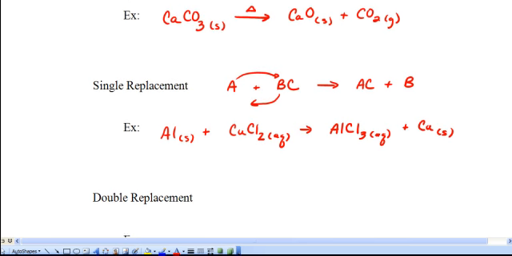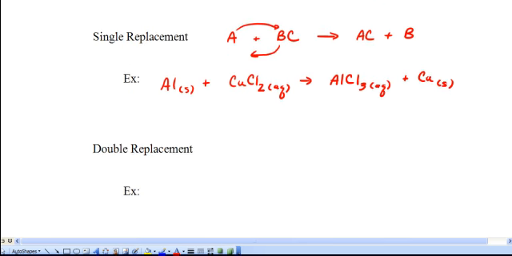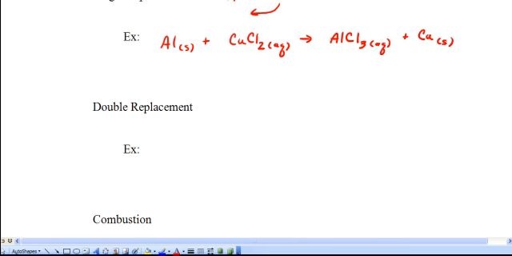The next type of reaction is what's called a double replacement. A double replacement reaction has two items swapping one another. So if we have AB reacting with CD, what happens is one ion swaps out with the other one, and then that will also replace that particular element. So you're going to produce AD plus CB. So it's a double swap going on.